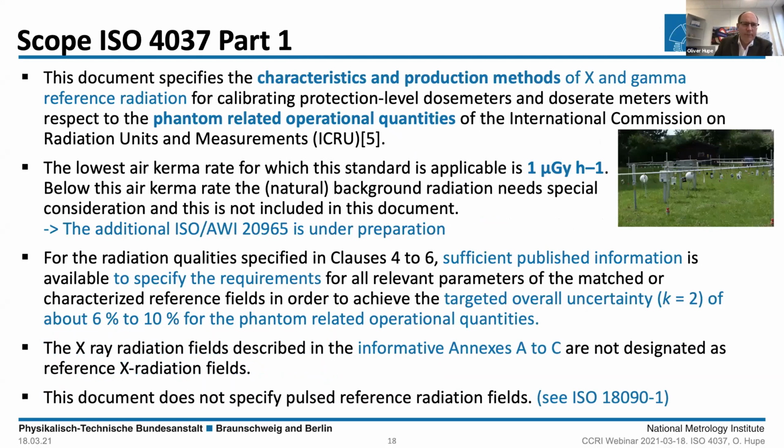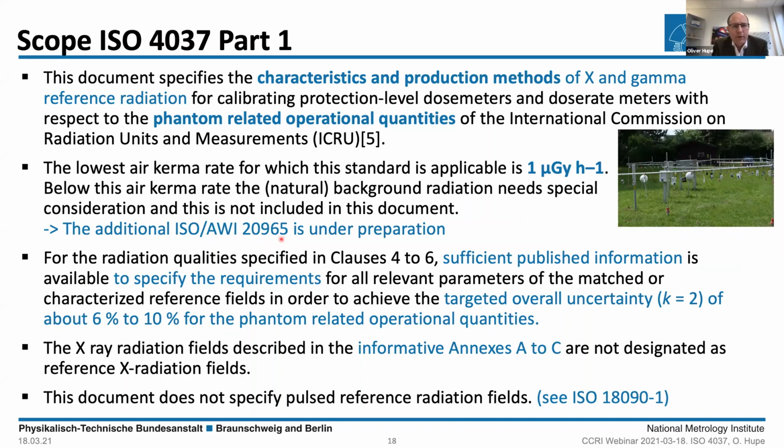So the scope defines the characteristics and production methods for calibrating protection level dosimeters with respect to the phantom-related operational quantities of the ICRU. So for sure, the old quantities, not the ones ICRU is publishing at the moment. The lowest air kerma rate for which the standard is applicable is 1 microgray per hour, because at lower dose rates, you have to take care about the background radiation. This will be done in a new ISO standard, which is at the moment under preparation.